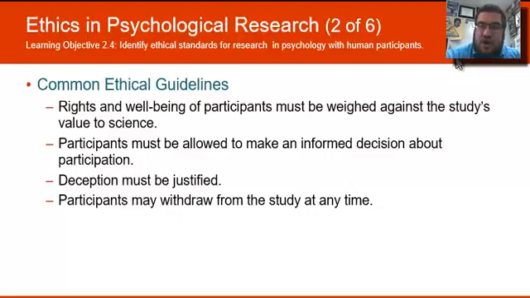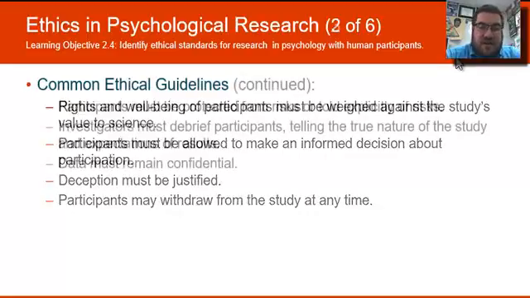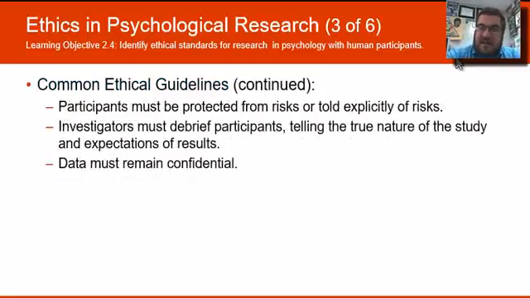If it's not going to hurt them, but it has a huge value to science, to gaining more psychological research, then we go ahead and do the experiment. Participants must be allowed to make an informed decision about whether or not they participate, so that's called informed consent. They need to know about the possible risks. Deception must be justified. If you're going to trick a person in a study so that they don't know what's going on or what you're actually looking at, you must justify it. Participants must be able to withdraw from the study at any time as well. Also, they must be told of the risks of the study.